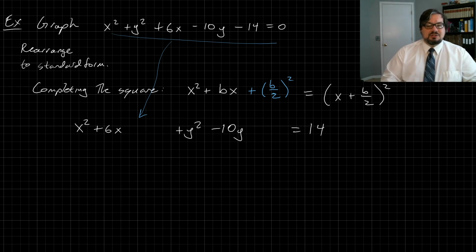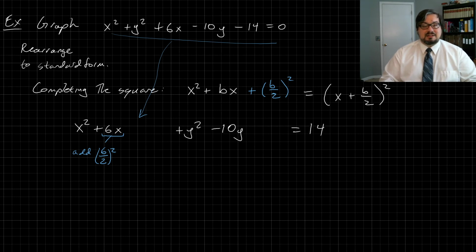So now, for this 6x term, I'm going to add 6 over 2 squared. I'm going to take the coefficient of x, divide it in half, and then square it. And when I do that, I get 9. So I'm going to add 9 to this expression here. And what that's going to do is turn x squared plus 6x plus 9 into a perfect square trinomial. We are going to be able to factor this whole expression as a perfect square.